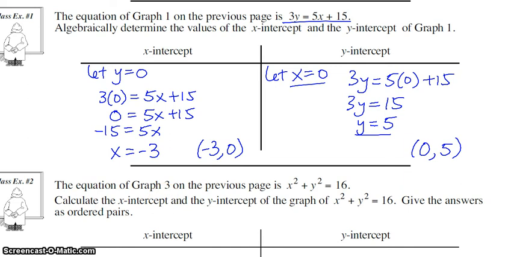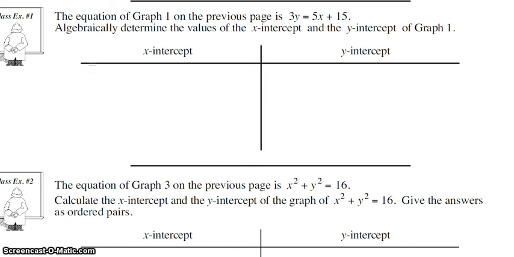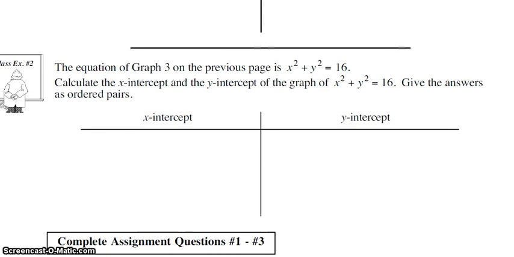Now let's look at the next example. Graph number 3, the circle. For that circle, we have an equation of a circle. And we know there are two x-intercepts and two y-intercepts. No matter what, you do the same thing. First, for the x-intercept, you let y be 0. x squared plus 0 squared. When I substitute, I always put the brackets there. So x squared equals 16.